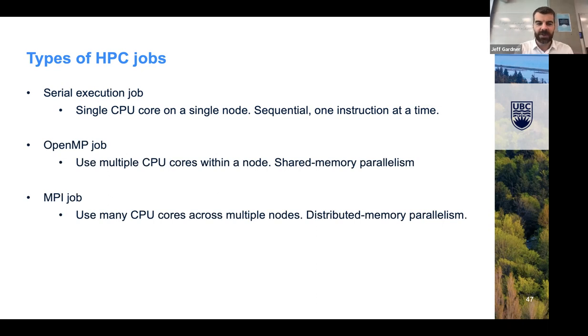An OpenMP job uses multiple CPU cores within a node. If you have a job that can take advantage of parallel processing, you can run calculations in parallel, for example. Not everything depends on being sequential, with one calculation dependent on the other. You can use multiple CPU cores. How this is done is either through OpenMP or MPI, and OpenMP is using CPU cores on a single node.